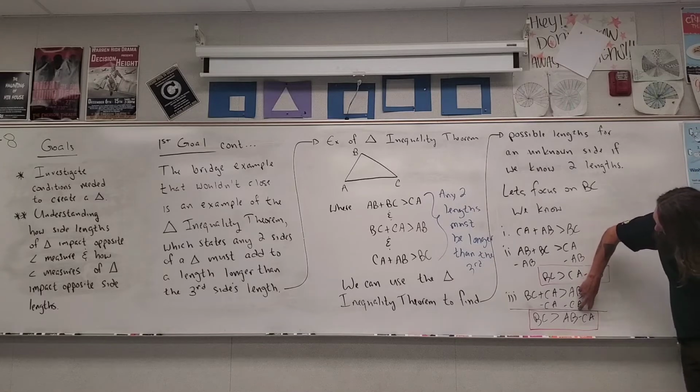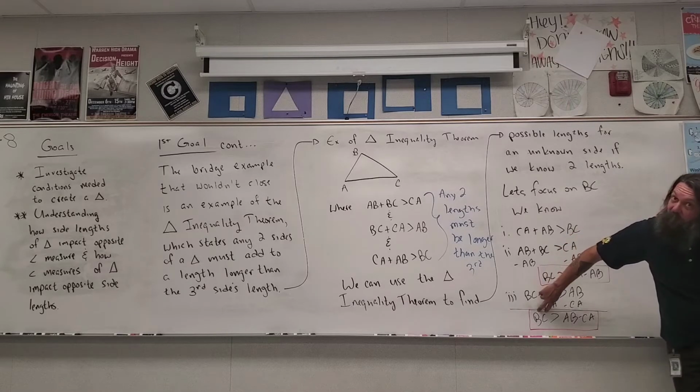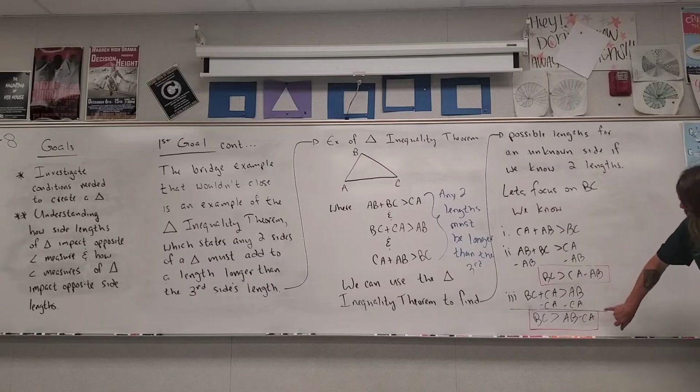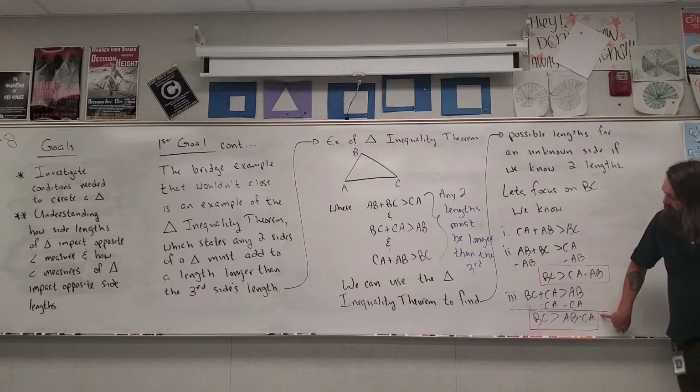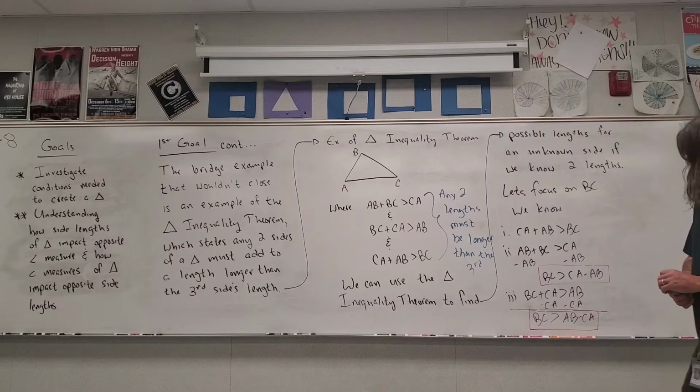One of these is going to be positive, the other is going to be negative. And the length of BC has to be longer, obviously, than the negative, but it has to be longer than the positive version. So whatever value you get out of these, make it positive, and that's going to be the minimum length of the side BC.